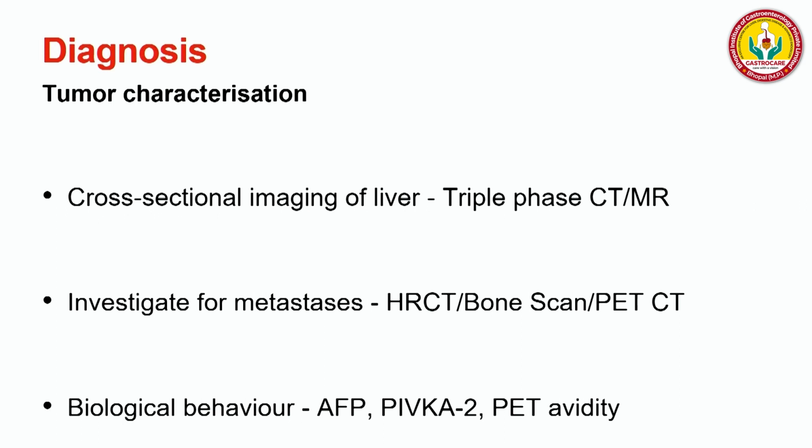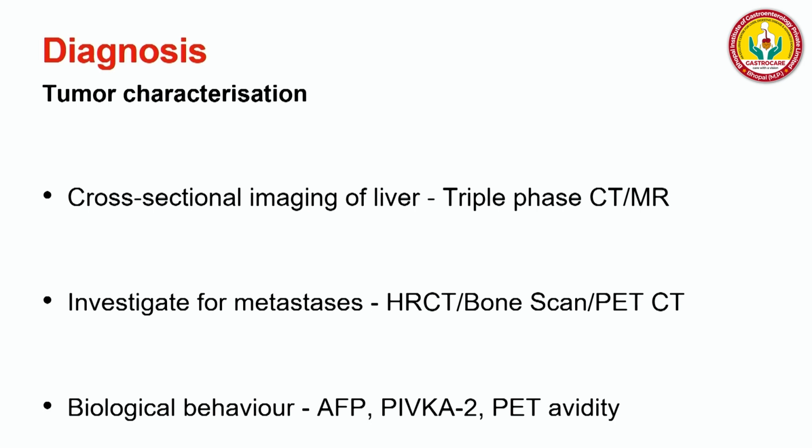Before deciding treatment, you also need to make sure whether the patient has mets or not. So you have various ways to do it. Either you combine an HRCT with a bone scan, or nowadays we do PET. I guess PET is available everywhere nowadays. So a PET CT with a triple-phase liver is a standard thing to classify your patient whether it's metastasizing or not, because the treatment options change.